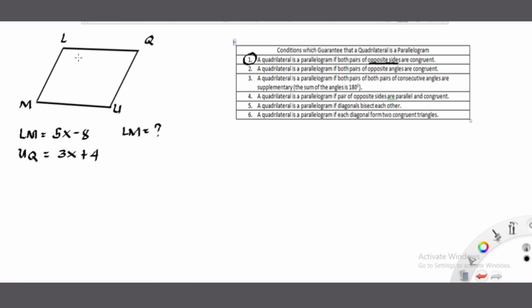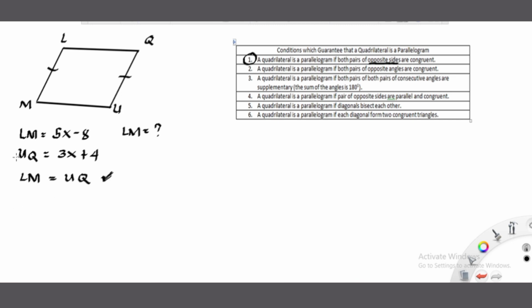So, if LQUM is a parallelogram, it means to say that the opposite sides are congruent. And since side LM is opposite to side QU, it means to say that they are congruent or their measurements are equal. So, if we're going to write this as an equation, we're going to have LM is equal to UQ. Right? Ang measurement ng LM, ano man daw yan, ay kaparehas or equal sa measurement ng UQ or QU, kung ano man yan. Dapat parehas sila. Okay? So, this will be the equation na mafu-form natin based on the property, that opposite sides are congruent.